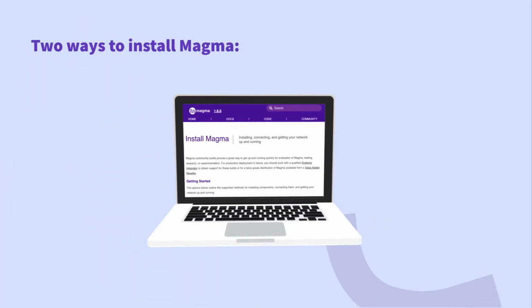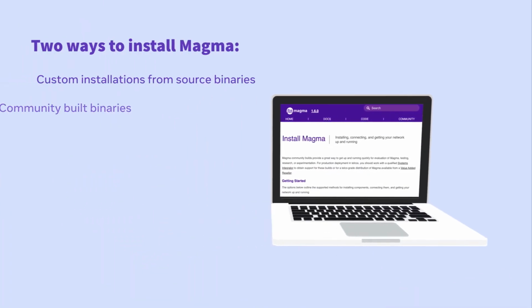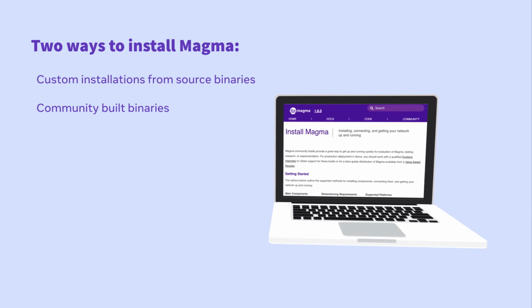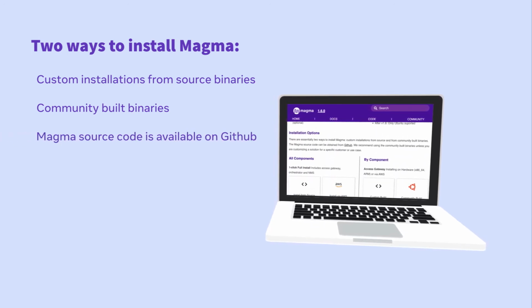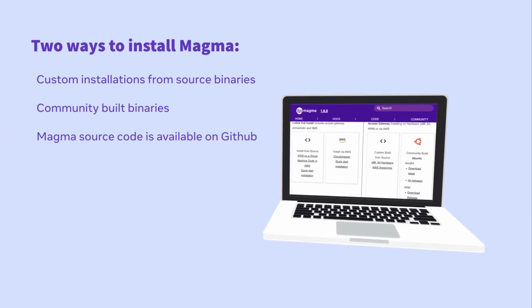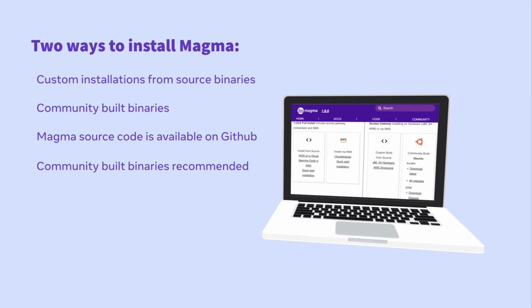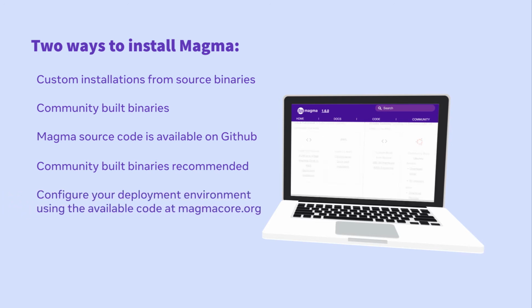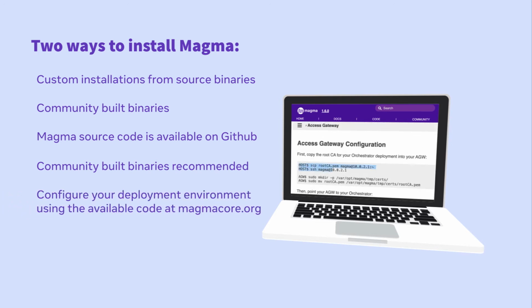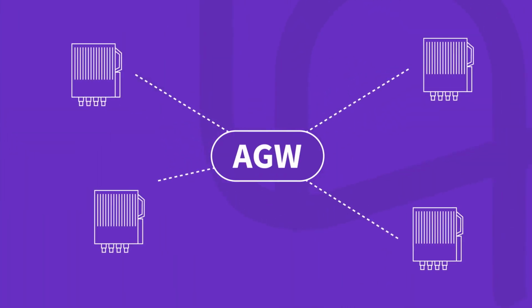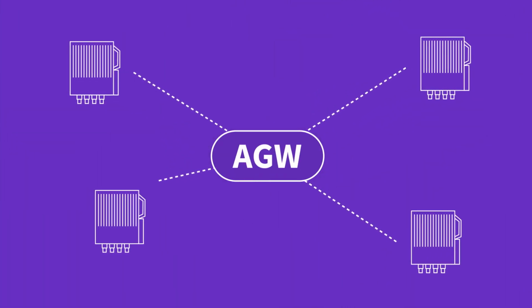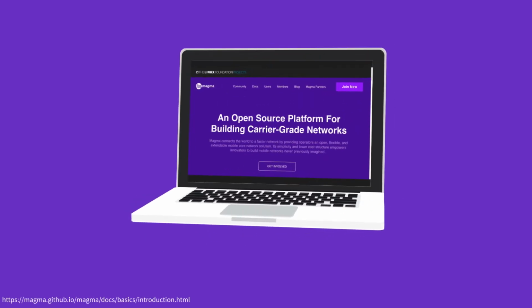There are 2 ways to install Magma: custom installations from source or community-built binaries. The Magma source code is available on GitHub. We recommend the community-built binaries unless you need a customized solution for a particular use case. Configure your deployment environment using the available code at magmacore.org. Once you're done, connect your eNodeBs to your access gateway. For more details, visit the docs section at magmacore.org.